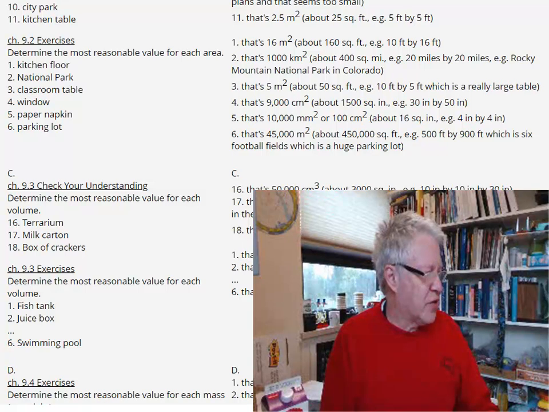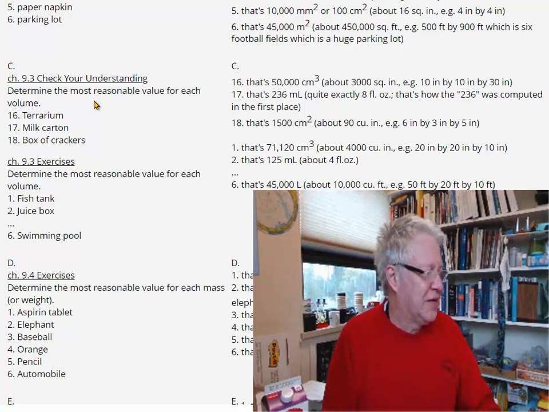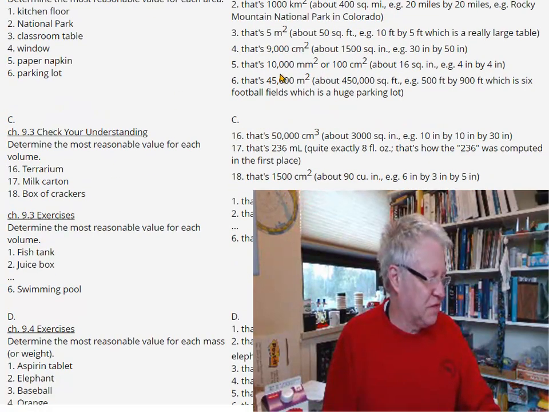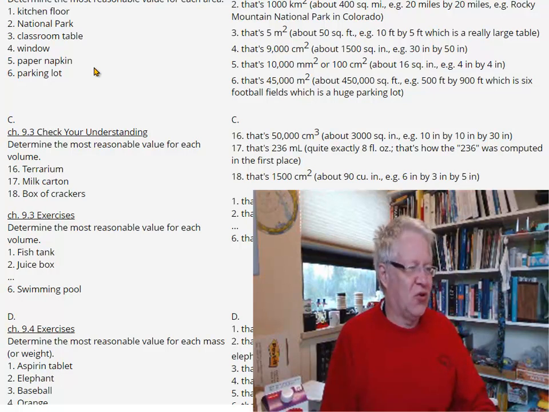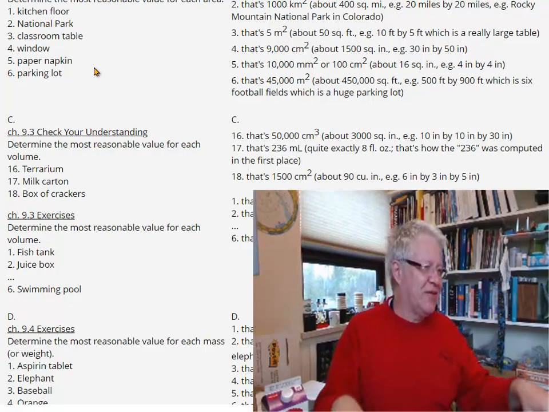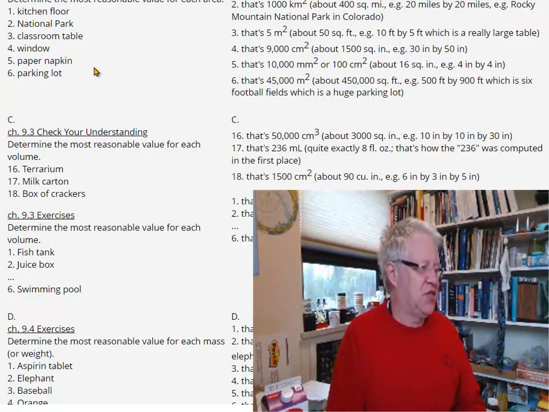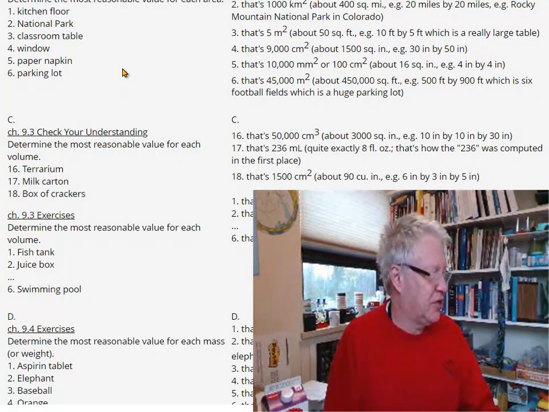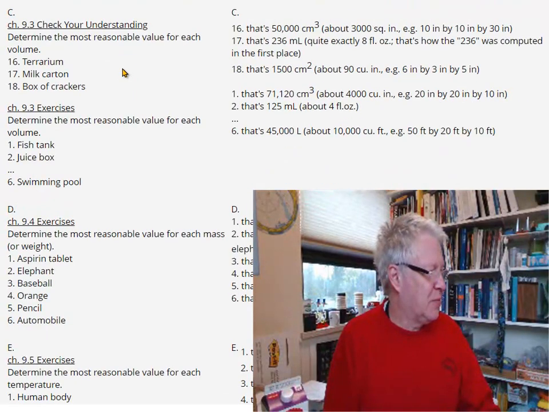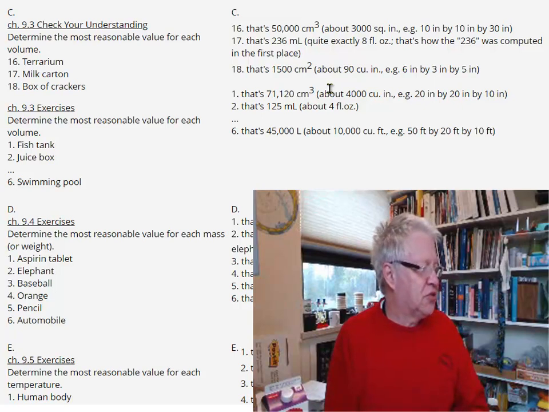Parking lot, 45,000 square meters would be the most reasonable answer. However, that's a huge parking lot because it converts to 450,000 square feet, which is 500 by 900, which is 6 football fields. Okay, so you have an arena for a sports event, I guess so. On the side around, they actually have an additional 6 football fields just for the parking. So that is a huge parking lot. All right, terrarium, the most reasonable answer is 50,000 cubic centimeters, which would be 10 by 10 by 30 inches when you convert that.